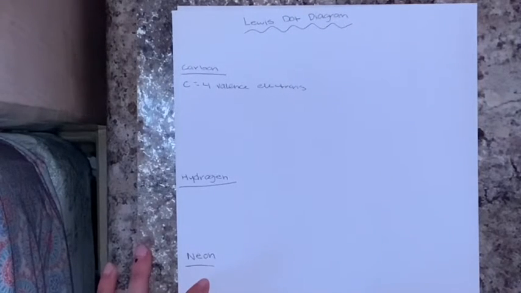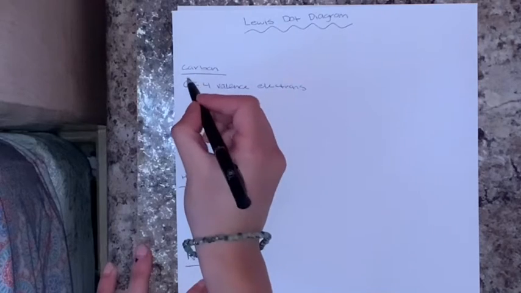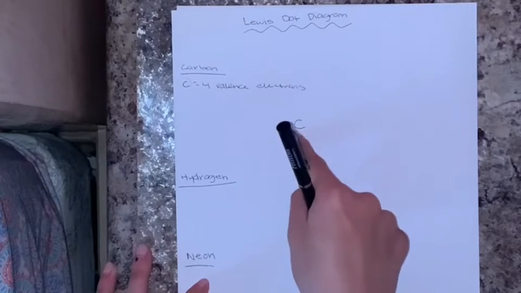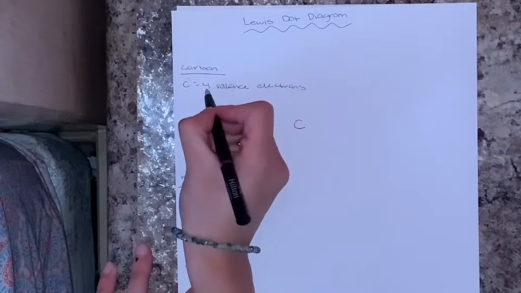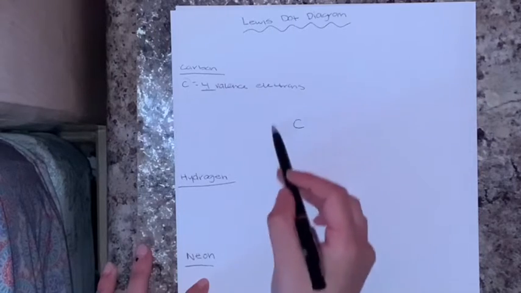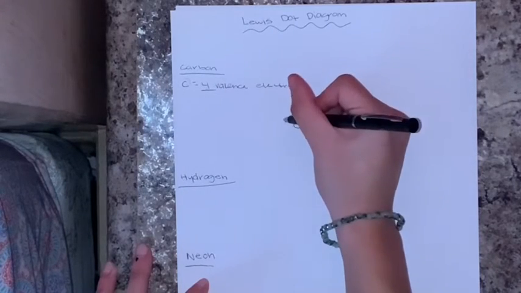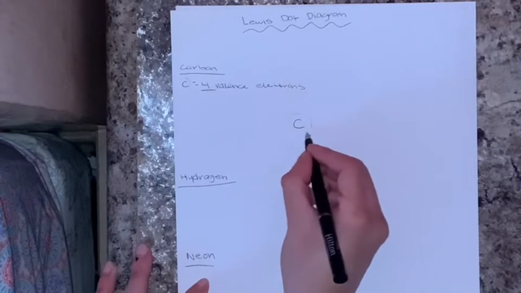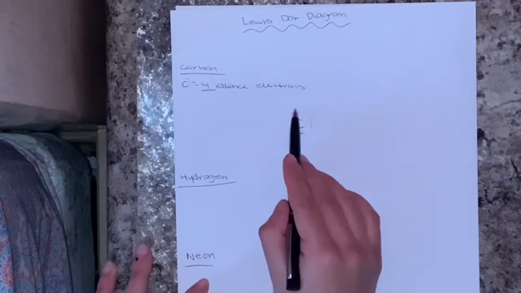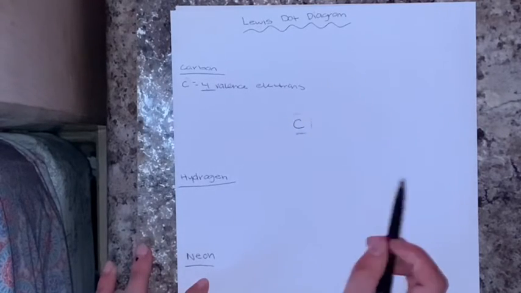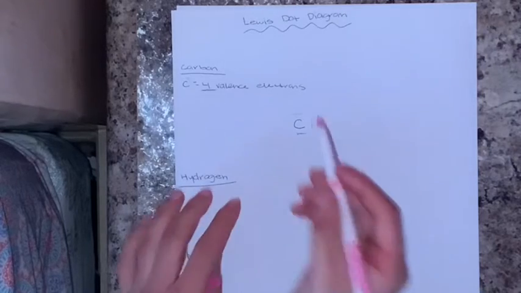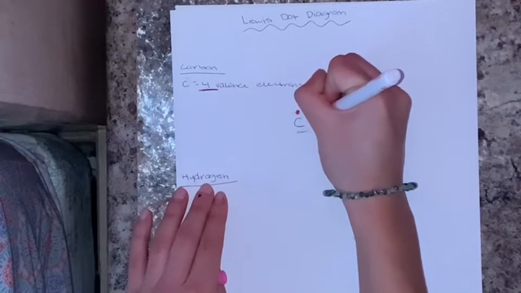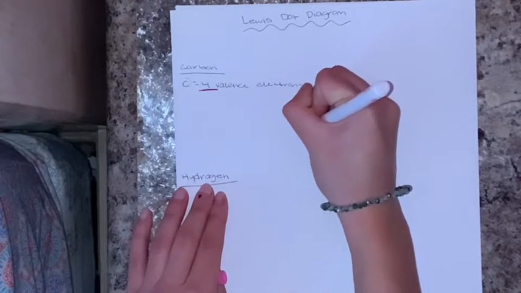And since this is just a single element, we're going to put the chemical symbol C in the center. And we're going to distribute these 4 valence electrons around the chemical symbol. What you want to do is imagine a box around the chemical symbol, like how I'm doing right now, just like putting an outline. So we're going to distribute these 4 electrons around the chemical symbol in a box-shaped form.